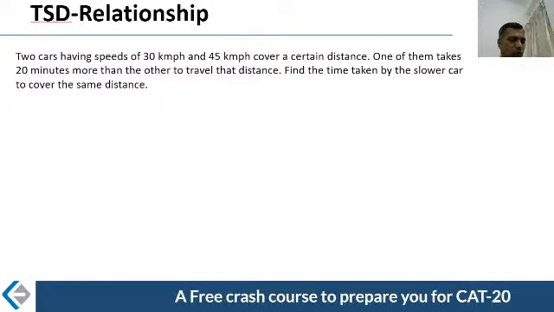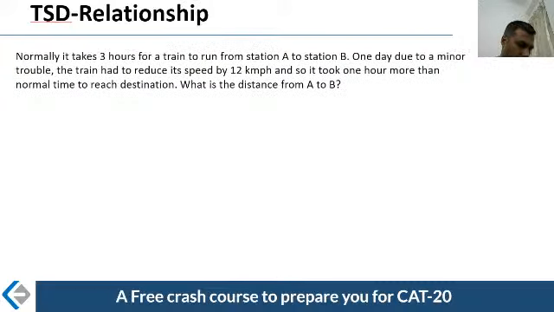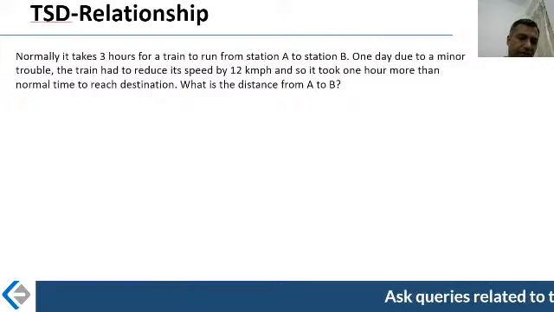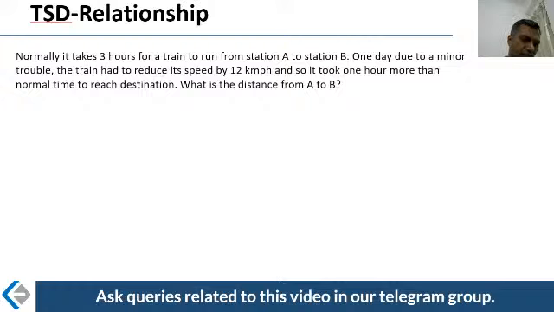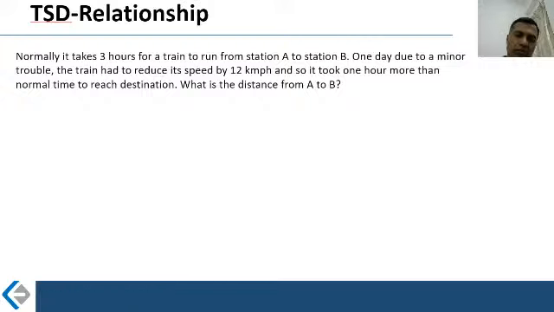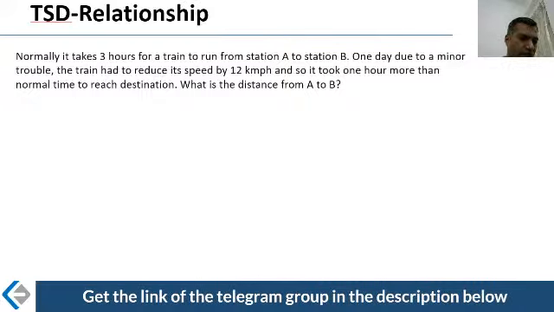Let's take another one. Same question here. Here we go. Normally, it takes 3 hours for a train to run from station A to station B. One day, due to minor trouble, the train had to reduce its speed by 12 kilometers per hour, and so it took 1 hour more than the normal time to reach the destination. Naturally, because the speed is reduced, it is going to take more time. What is the distance between these two stations?